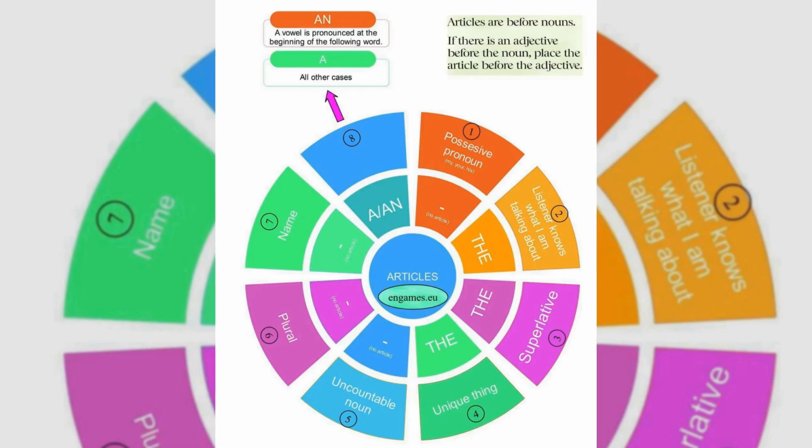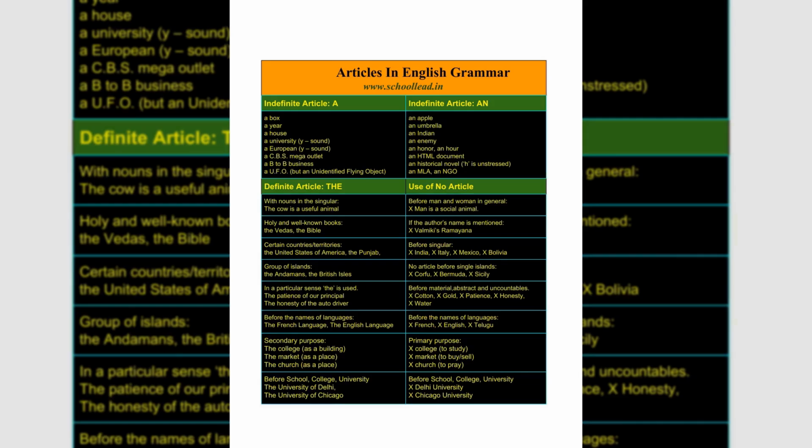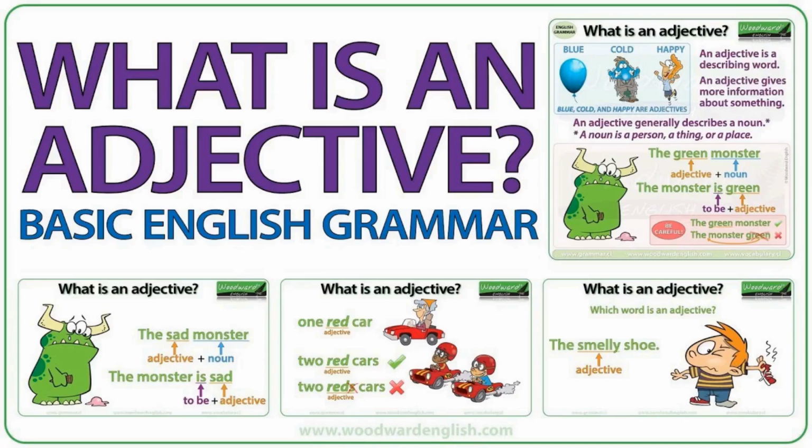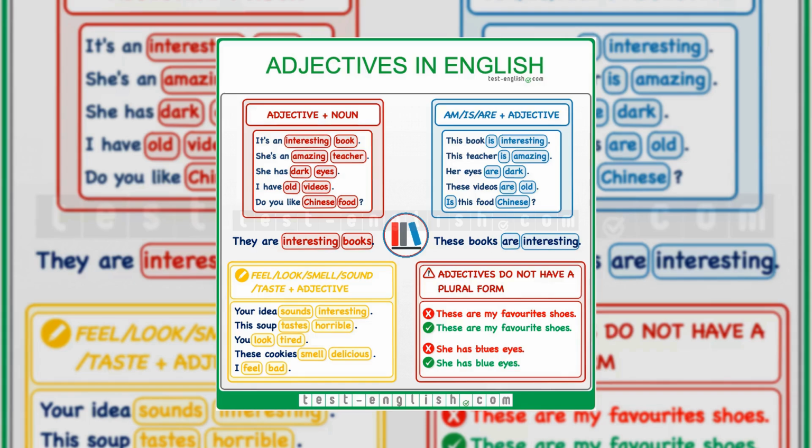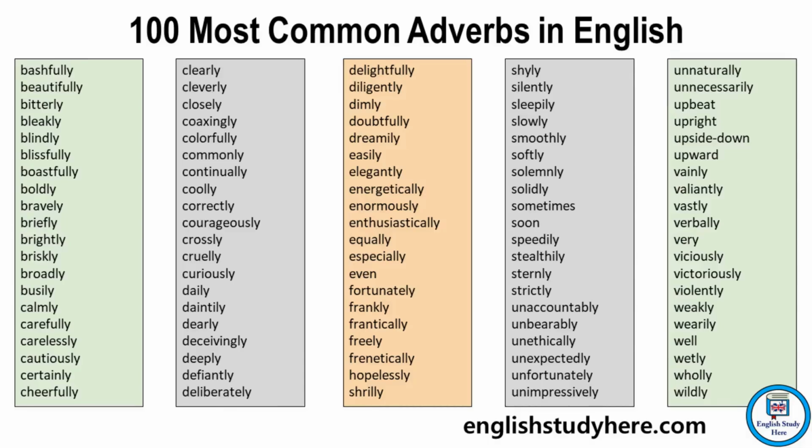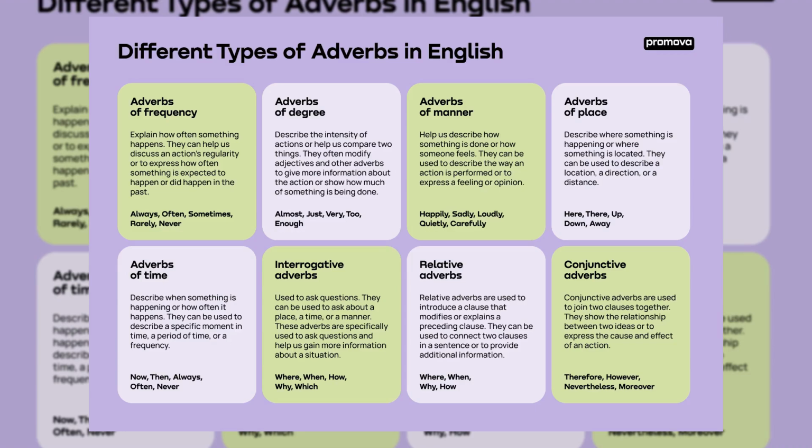Lecture 6, Adjectives and Adverbs. Objectives. Learn how to use adjectives and adverbs to add detail to your sentences. Adjectives describe nouns. They answer questions like what kind or how many. Example, the red car, 5 books. Adverbs describe verbs, adjectives, or other adverbs. They answer questions like how or when. Example, she runs quickly. He is very tall.